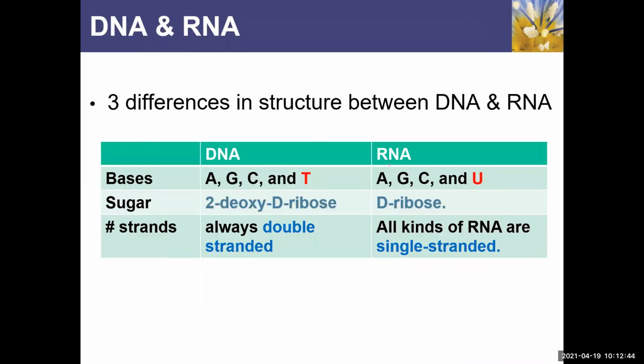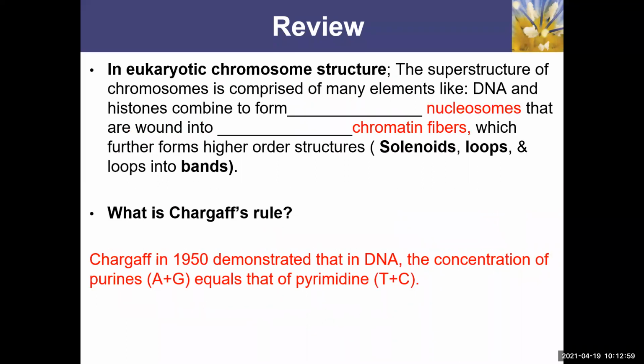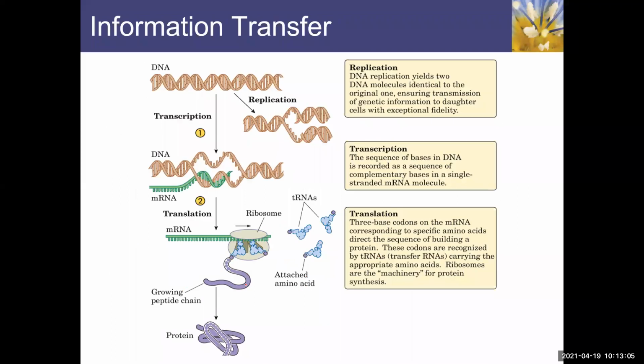This is the difference between DNA and RNA. So what stabilizes a double-stranded helical molecule? The hydrophobic interactions as well as the hydrogen bonds. Which bond is stronger? It's the guanine-cytosine, because we have 3 bonds over there. Chargaff's rule: the concentration of A plus G equals the concentration of the pyrimidines T plus C.